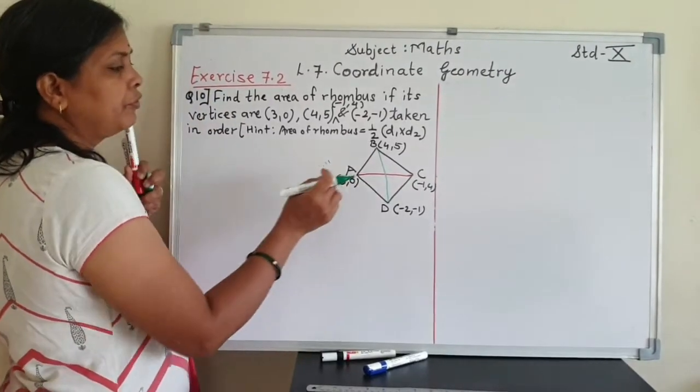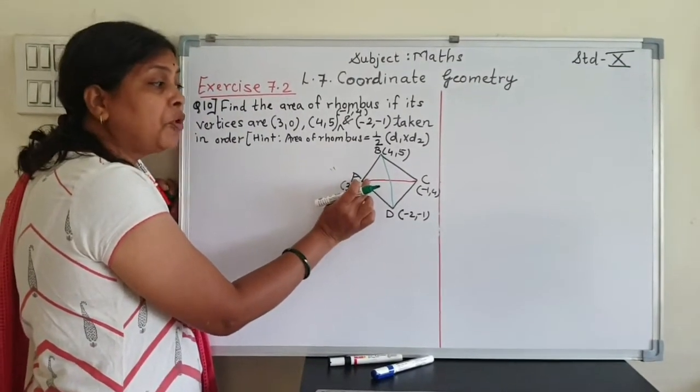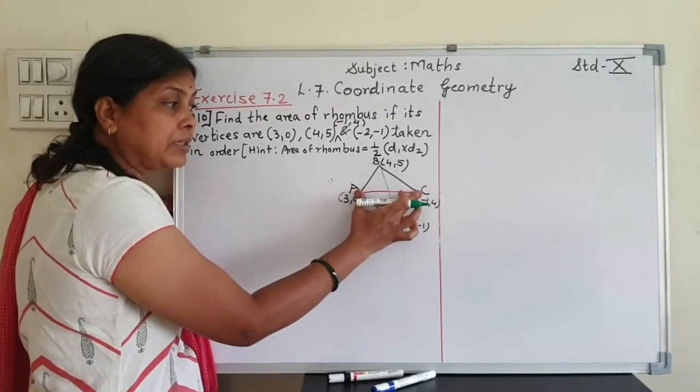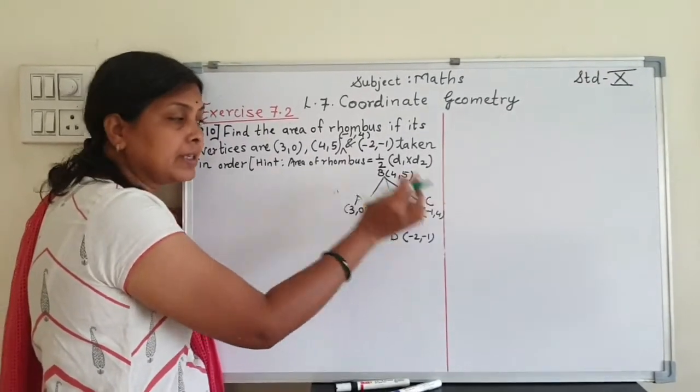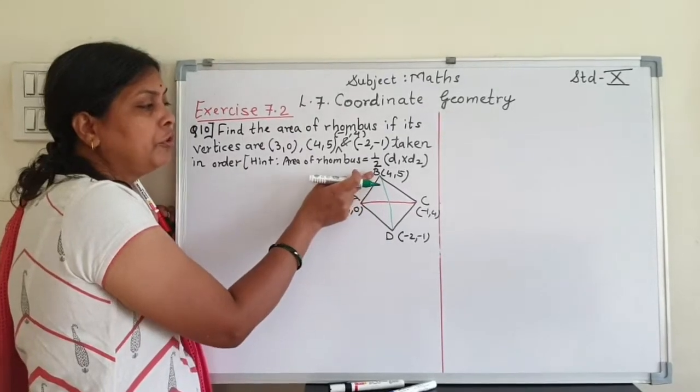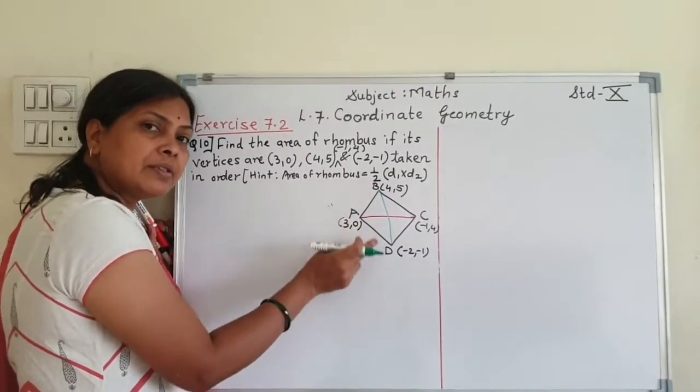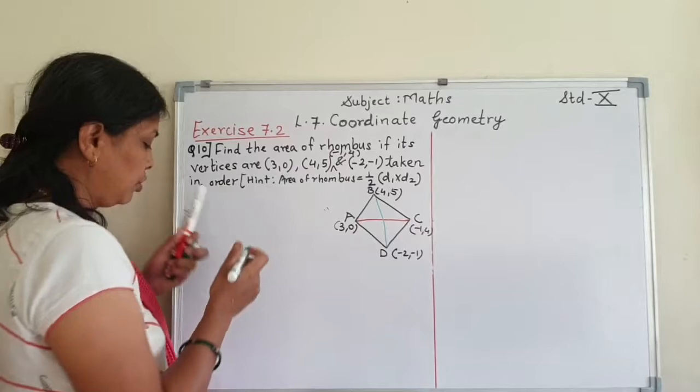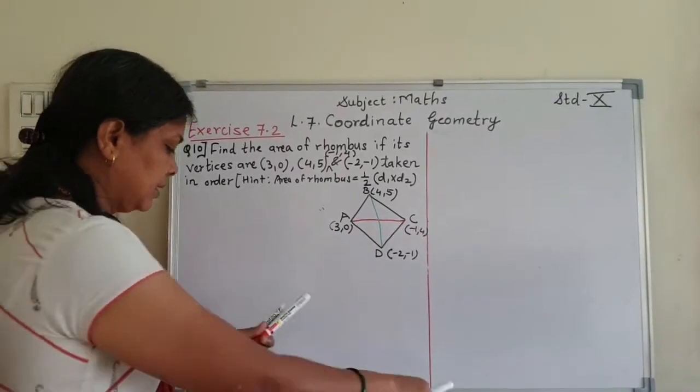So what do we have to find? By the distance formula, we have to find the distance AC with given coordinates A and C, and the distance BD using the distance formula, right? So now we will start the sum.